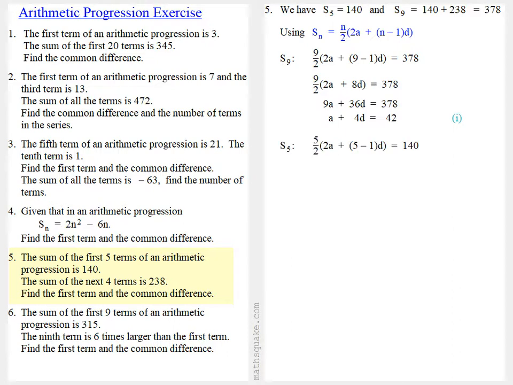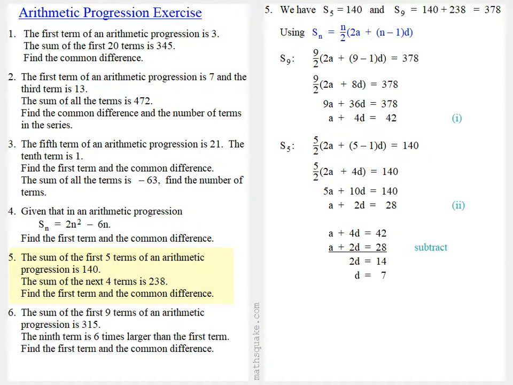Now if we look at n is equal to 5, we have 5 over 2 into 2a plus 5 minus 1 times d equals 140. So 5 over 2 into 2a plus 4d is equal to 140. And if we expand the brackets, that gives us 5a plus 10d is equal to 140, or if we divide by 5, a plus 2d equals 28. So we have two equations, a plus 4d equals 42, and a plus 2d equals 28. And if we subtract, that gives us 2d is equal to 14, or d is equal to 7.